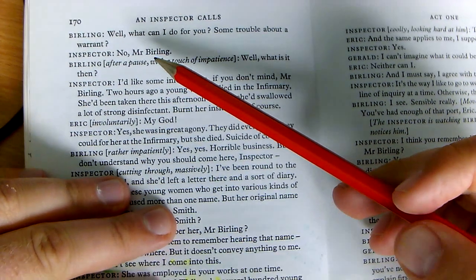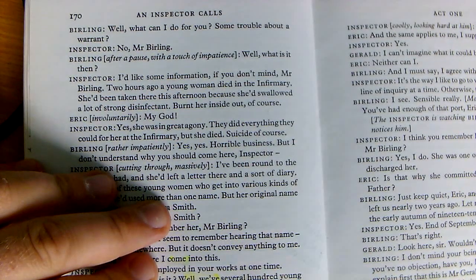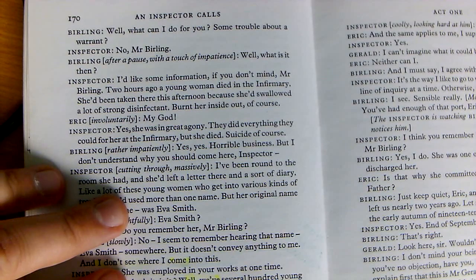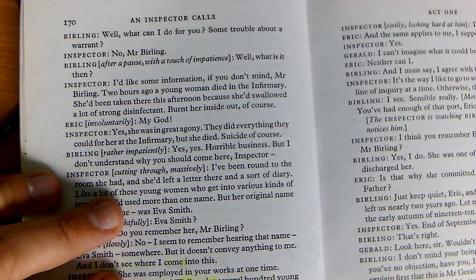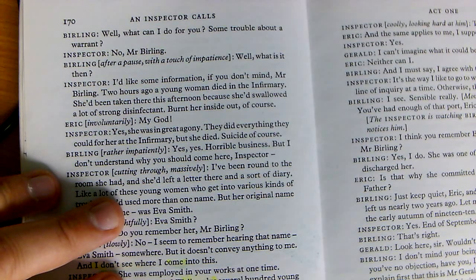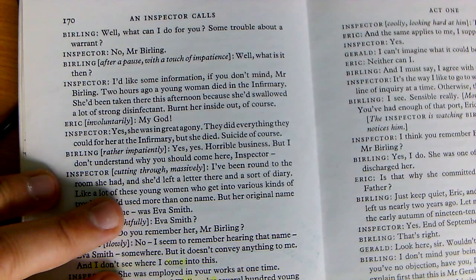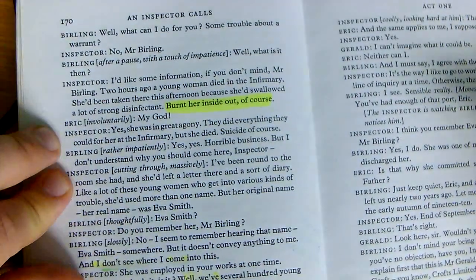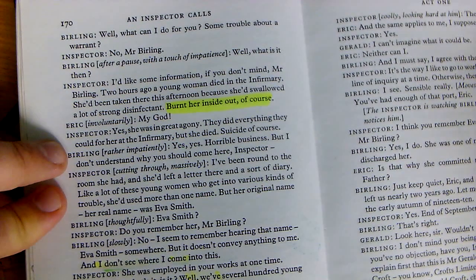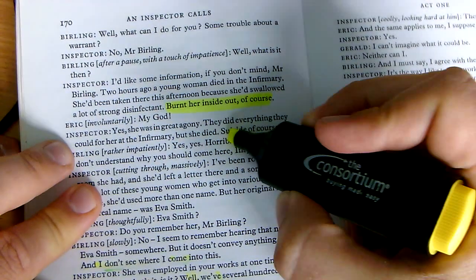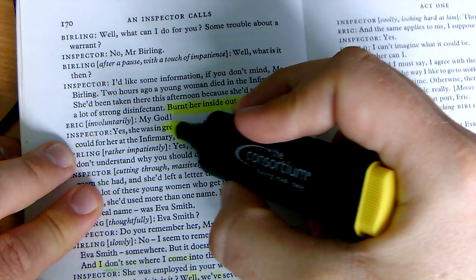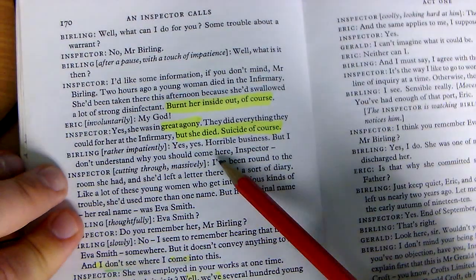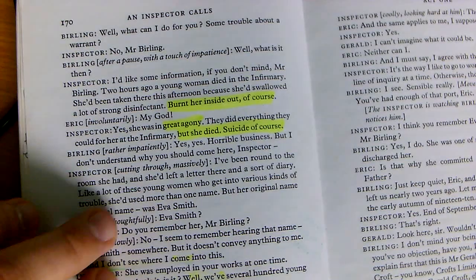Well, what can I do for you? Some trouble about a warrant? No, Mr. Birling. After a pause, with a touch of impatience. Well, what is it then? I'd like some information, if you don't mind, Mr. Birling. Two hours ago, a young woman died in the infirmary. She'd been taken there this afternoon because she'd swallowed a lot of strong disinfectant. Burnt her inside out, of course. My God! Eric. Inspector, yes, she was in great agony. They did everything they could for her at the infirmary, but she died. Suicide, of course. Birling rather impatiently. Yes, horrible business, but I don't understand why you should come here, Inspector, cutting through massively.